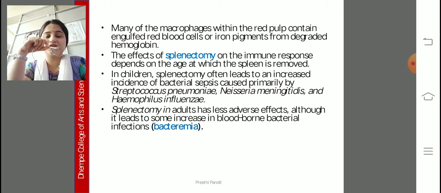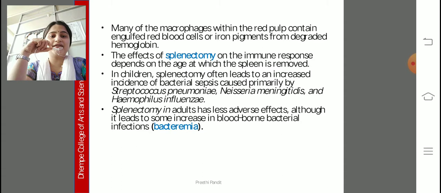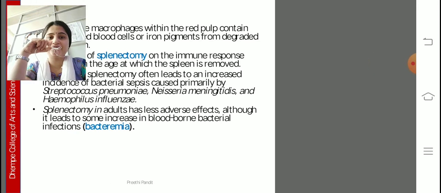The effects of splenectomy, which is the removal of the spleen, were also studied, and it was found that the outcome depends totally on the age of the person at which the spleen is removed. In children, if the spleen is removed, it increases the risk of harmful bacterial sepsis caused by dangerous bacteria such as Streptococcus pneumoniae, Neisseria meningitidis, and Haemophilus influenzae. Whereas splenectomy in adults has less adverse effect, but the person will be prone to bacterial infection or bacteremia.